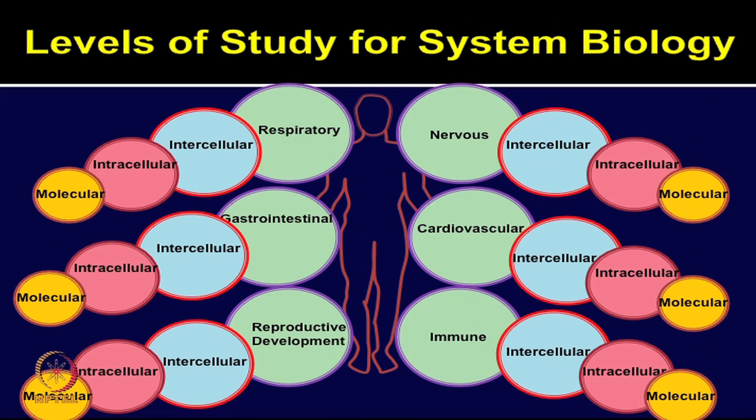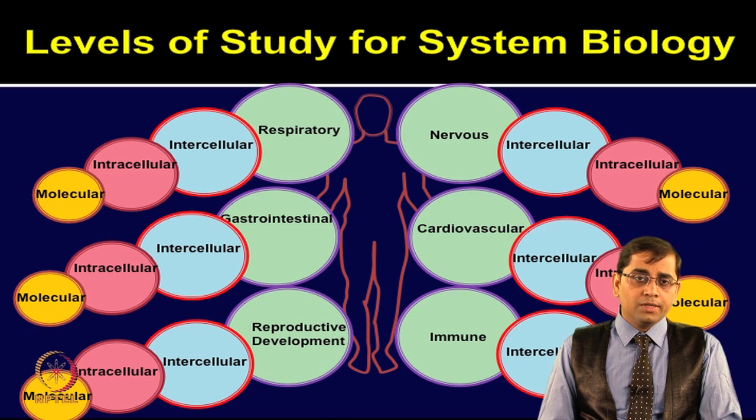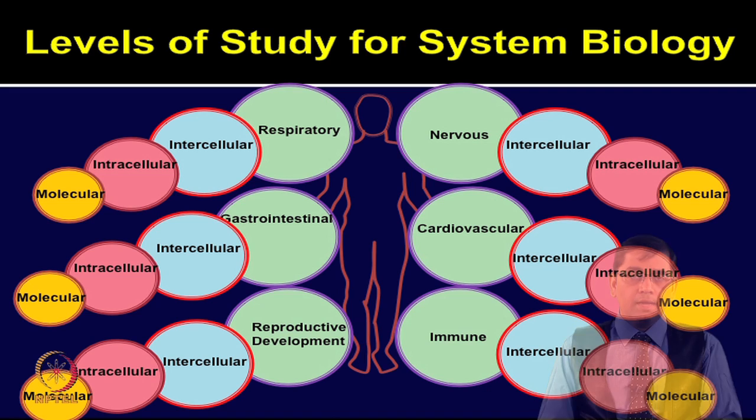Now, systems biology study can be done at different levels. For example, to study the complex physiology of human, one could look at individual systems such as respiratory, nervous system or other physiological systems. Studies can be done at the intracellular or intercellular level and finally, at the molecular level involving genomics, transcriptomics and proteomics.